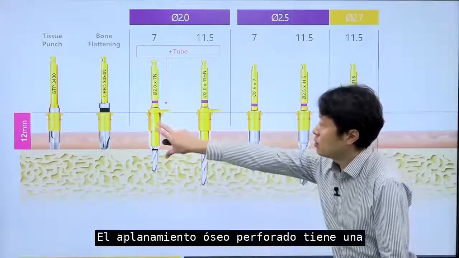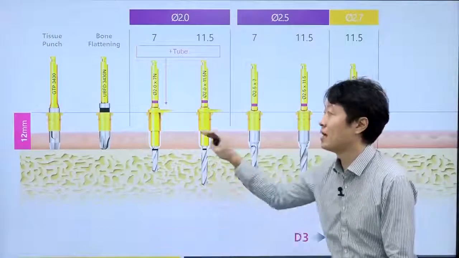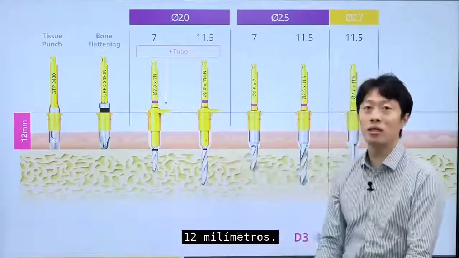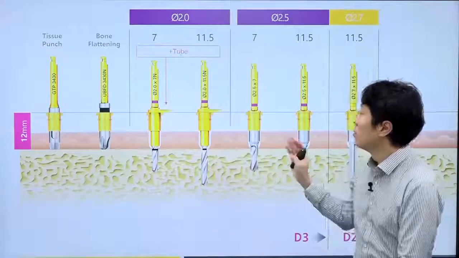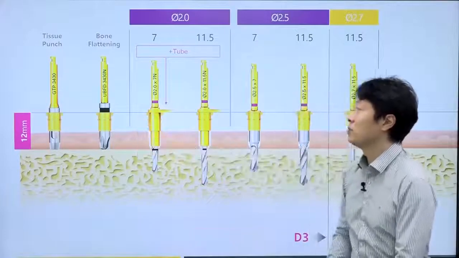The bone flattening drill, too, has a band like this. It is of the narrow type, so the lowest line is the 12mm offset. So drill up to the lowest line of this band.